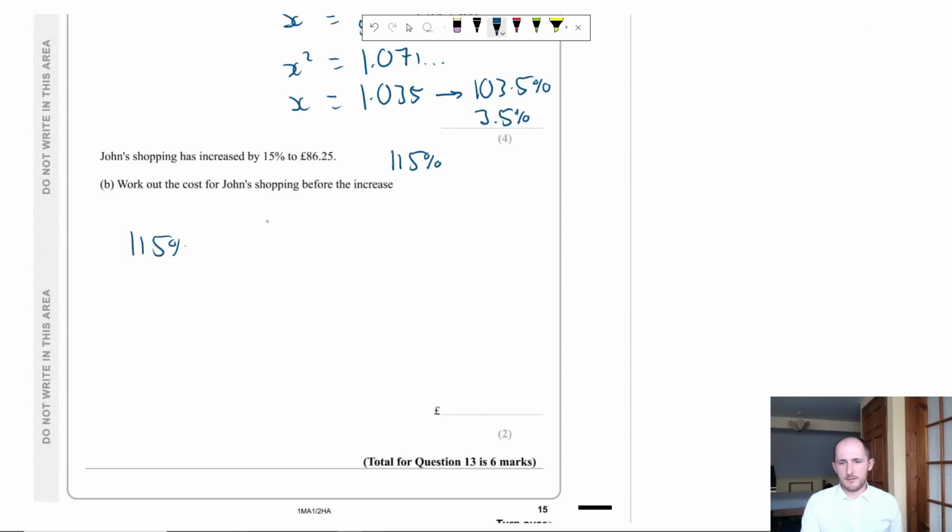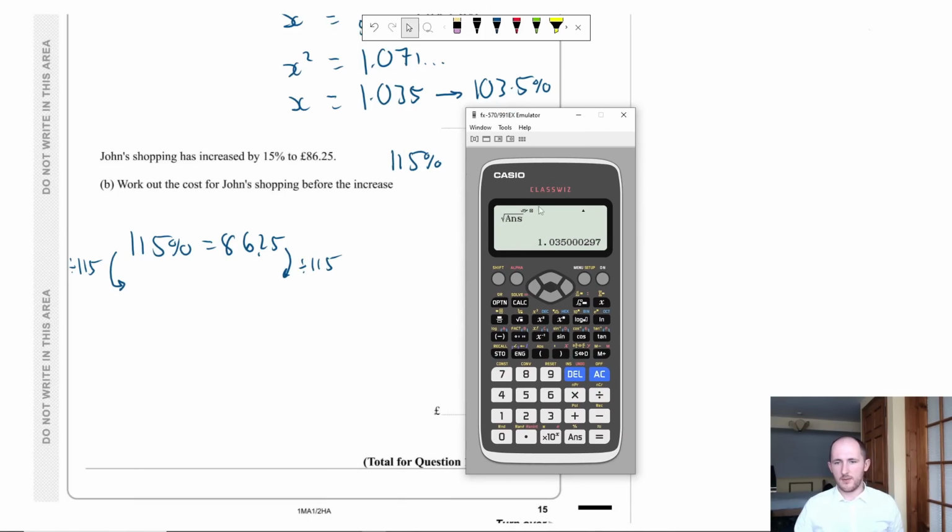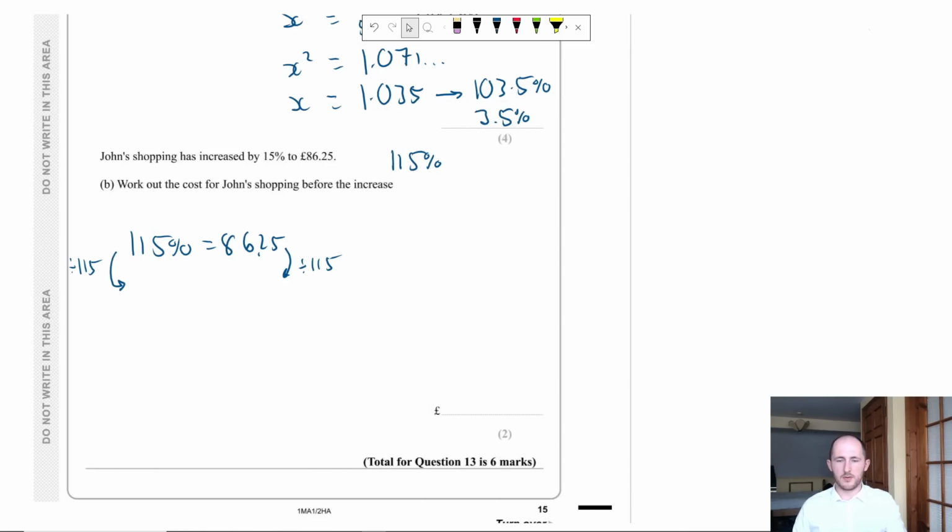115% equals 86.25. So what you can do is, I don't know why I put the decimal point in the wrong place, divide both sides by 115 and then times by 100 to get to the original. Again, there are other ways to do this that might be quicker for you or just different. You can use whatever method you like as long as you get the right answer. With percentages, there's a load of different methods for it. 86.25 divided by 115 gives me 0.75, so 1% is equal to 0.75.